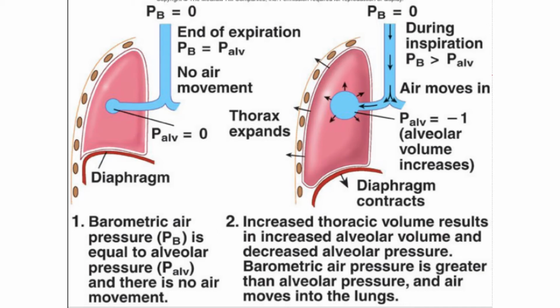But as you start inspiration, there is increased thoracic volume. So, with the increase in volume, what happens? The pressure inside the lungs decreases. With increased thoracic volume, there is increased alveolar volume and decreased alveolar pressure. And barometric pressure outside is greater than the alveolar pressure, and this creates a vacuum inside the lungs and you suck in the air. So there is an air movement into the lung.